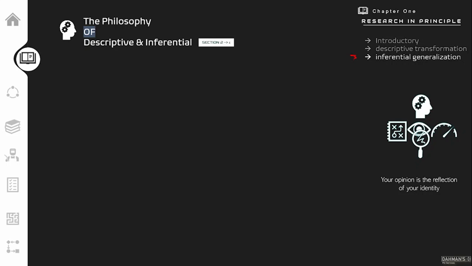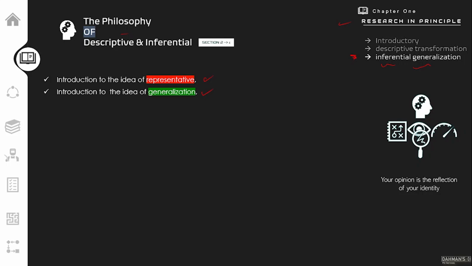Hi, welcome back. So we are at the last outline of section 2, the philosophy of descriptive and inferential in chapter 1, research in principle. In this outline, we're going to explore the definition and visualize the meaning of inferential and generalization. To do so, there are two terminologies that we have to start up with, and that's representative then generalization.